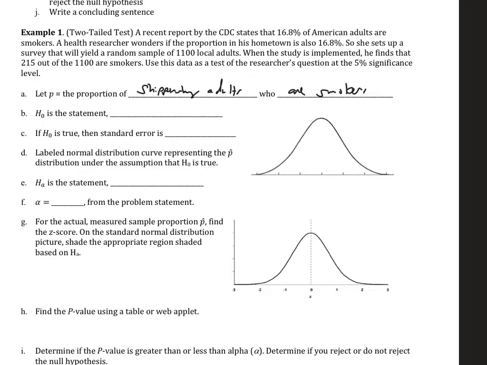And that's a population proportion. There's really no way for us to know exactly what the proportion of Shippensburg adults who are smokers is, which is why we're doing hypothesis testing instead of just collecting all the numbers and looking.